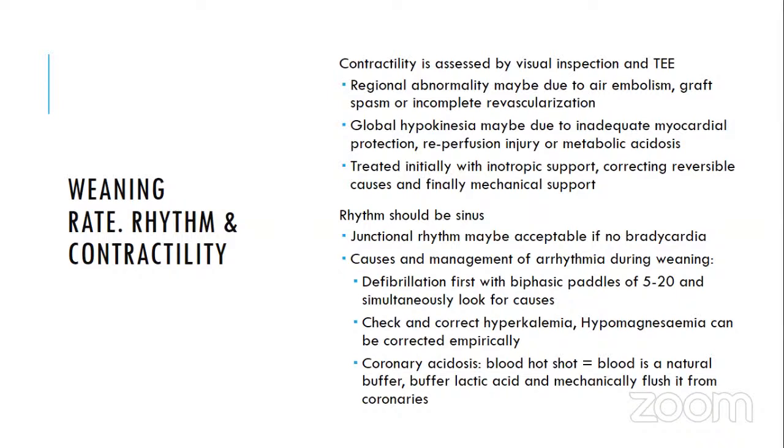Rhythm should be sinus. Junctional rhythm may be acceptable if there is no bradycardia. Causes and management of arrhythmia during weaning: defibrillation, first by basic paddles with energy around 5 to 20 joules. Simultaneously look for the cause. Check and correct hyperkalemia. Hypomagnesemia can be corrected empirically. Coronary acidosis: blood hot shot. Blood is a natural buffer, so it buffers lactic acid and mechanically flushes it from the coronaries.